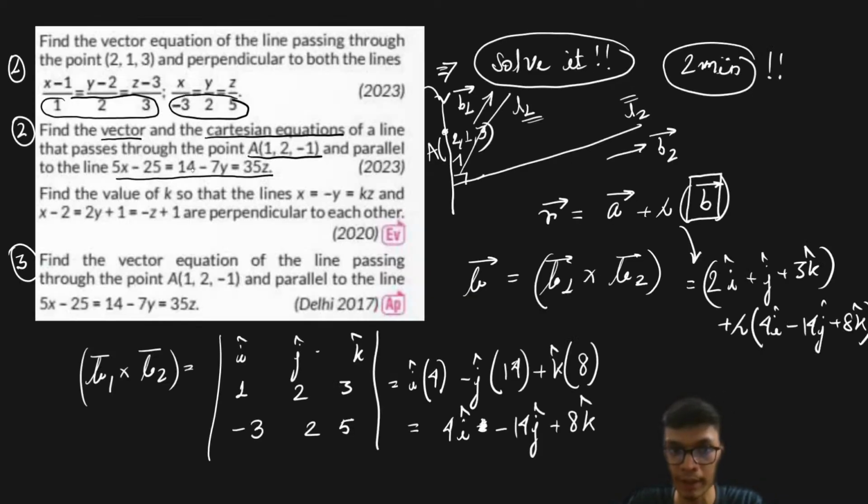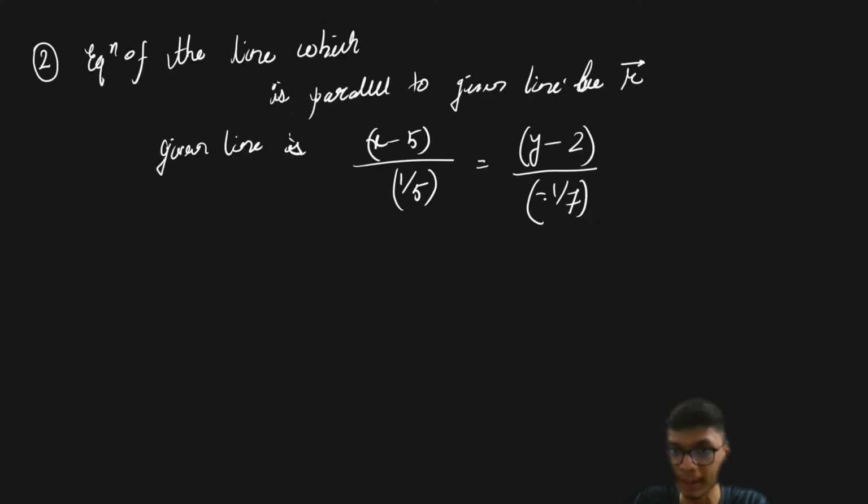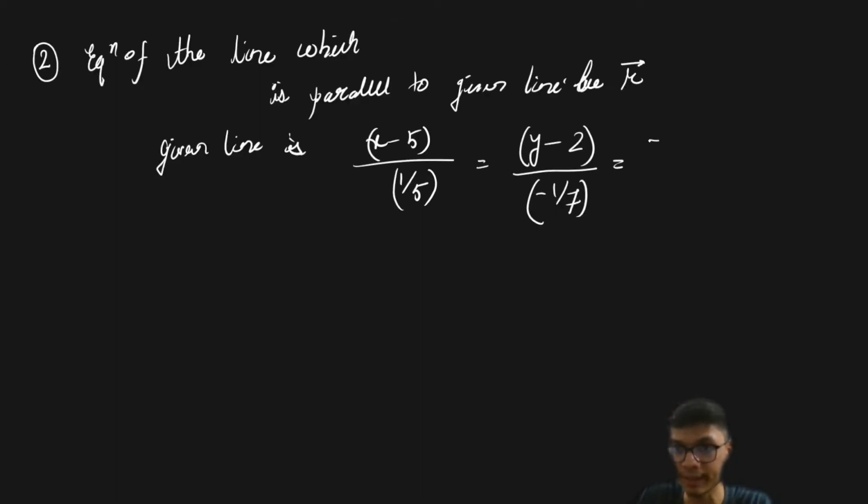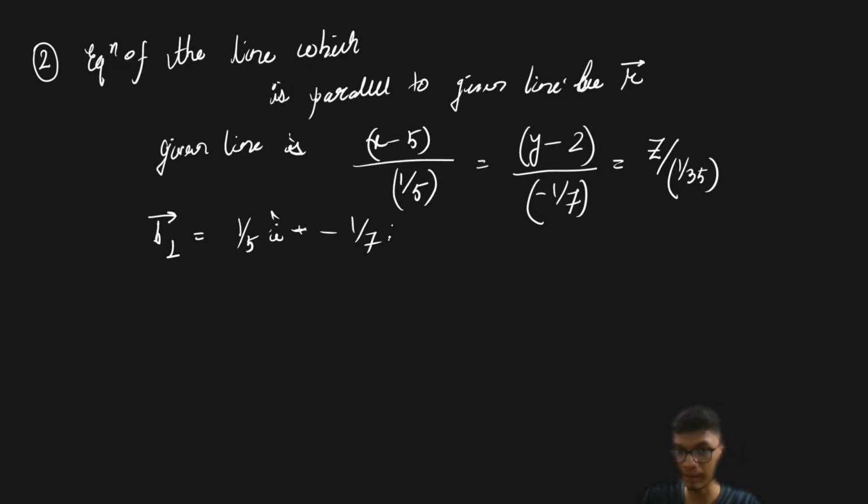Just look at it over here. I took minus 7 common, so y minus 2, and then minus 7 will go in the denominator and it will become minus of 1 upon 7, which is equal to, and if you look at z, it is z upon 1 upon 35, right? So the direction ratio of this particular line, let us call this b1, is given as 1 by 5 times i cap, sorry, minus 1 by 7 times j cap plus 1 upon 35 times k cap, right?